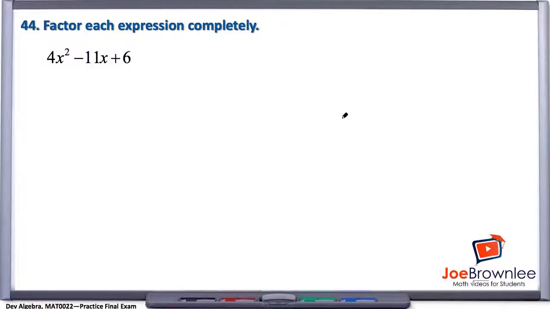All right, number 44, we're told to factor the expression completely, and we've been given 4x squared minus 11x plus 6. Now, as we've talked about in previous videos, when we are factoring, we always have to ask ourselves two questions. The first question is, is there a GCF? Because if there is a GCF, you have to factor it out.